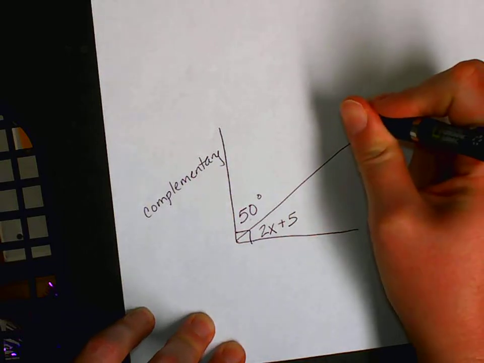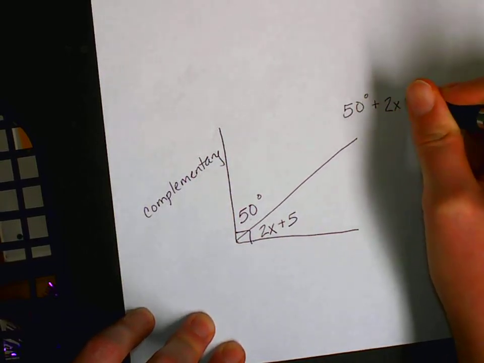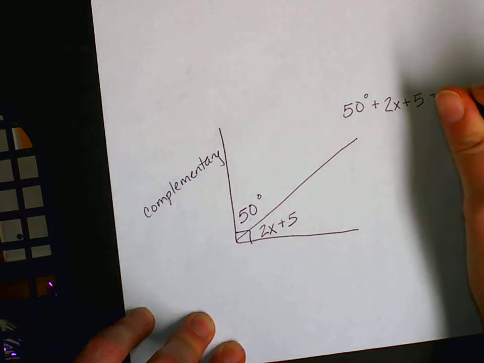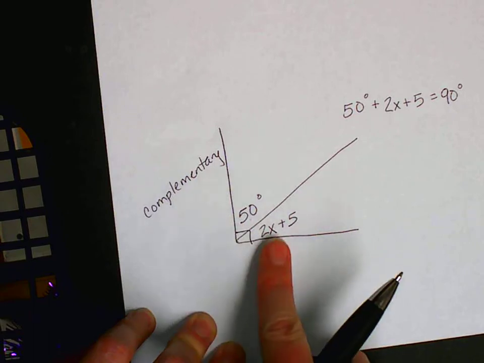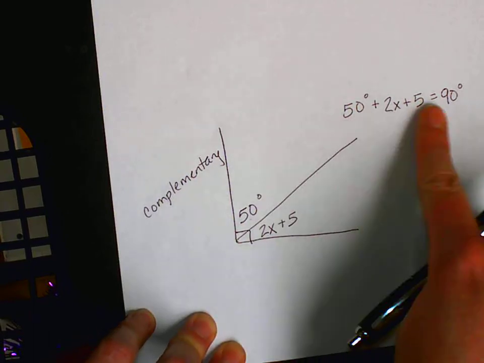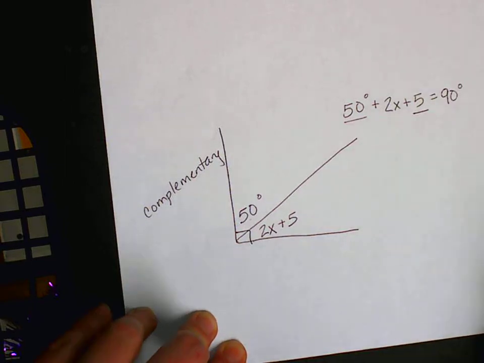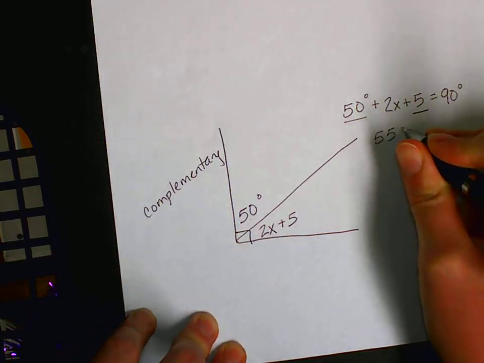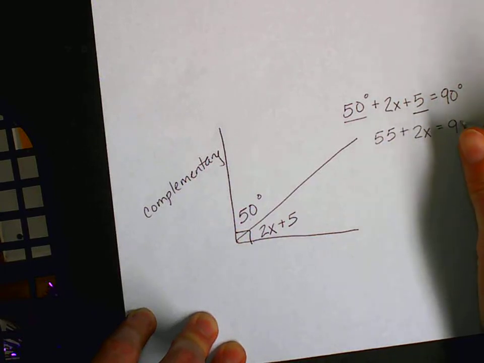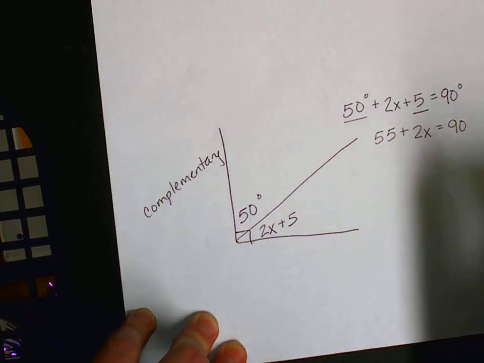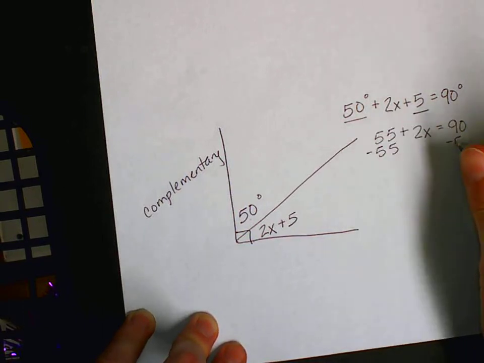So I'm going to just take that 50 degrees plus 2x plus 5, and that's going to equal 90 degrees. I'm just taking the 50 degrees and the 2x plus 5 and adding like terms that I can combine. So the 50 and the 5 don't have an x, so I'm going to combine those. So I have 55 plus 2x equals 90. And now I'm going to start solving for x. So I'm going to subtract 55.